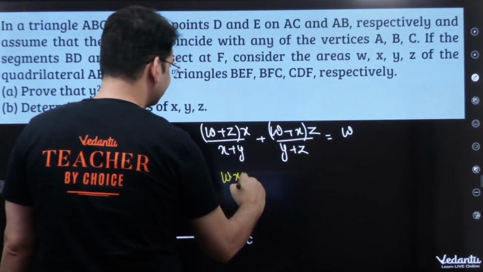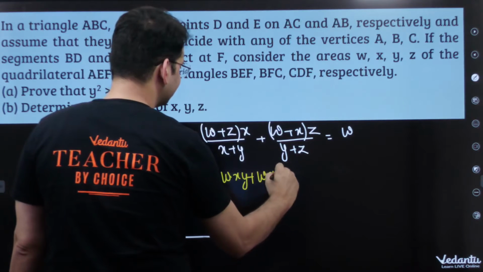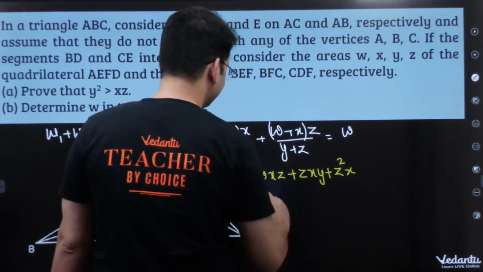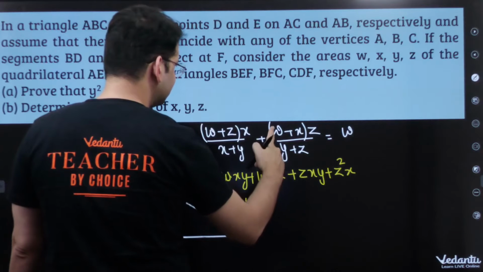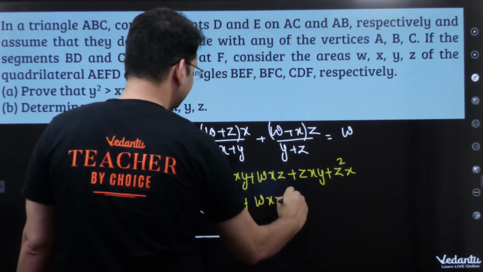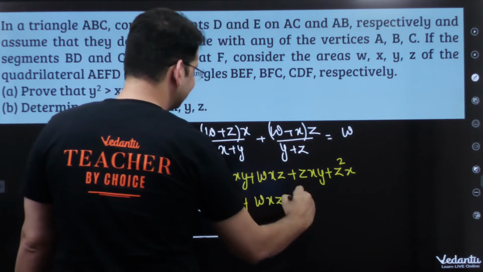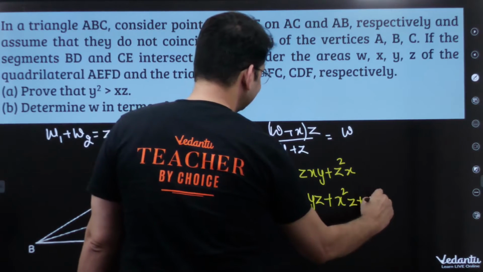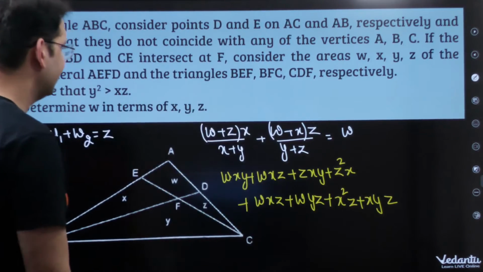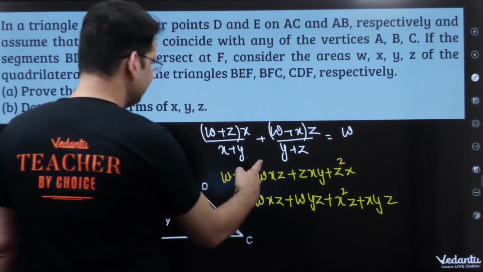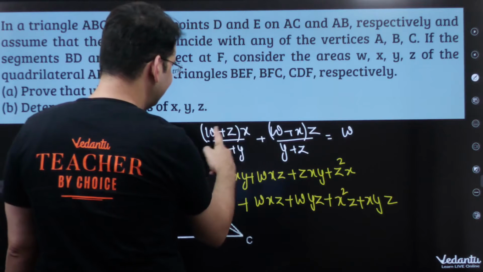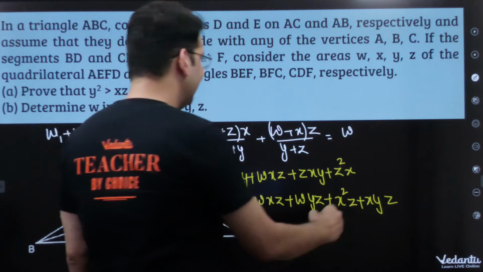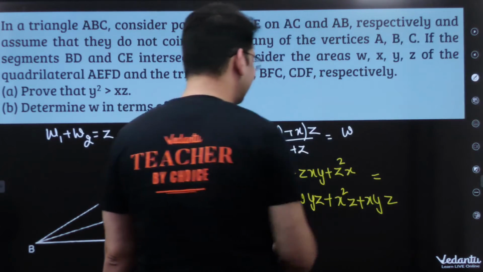So it is going to be WXY plus WXZ plus ZXY plus Z squared X, plus cross multiply this, so it is going to be WXZ plus WYZ plus X squared Z plus XYZ plus XYZ. I think we made some mistake here. So WXY, WXZ, XYZ. Oh yeah, it is correct. Is equal to what is there on the right hand side. So let us write the right hand side.